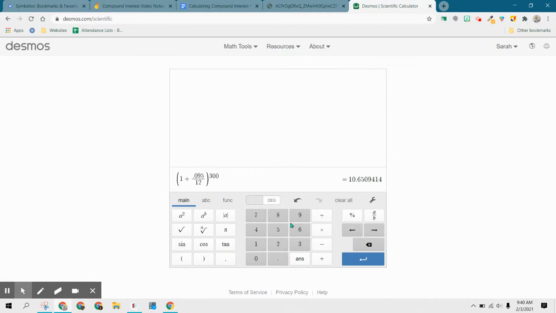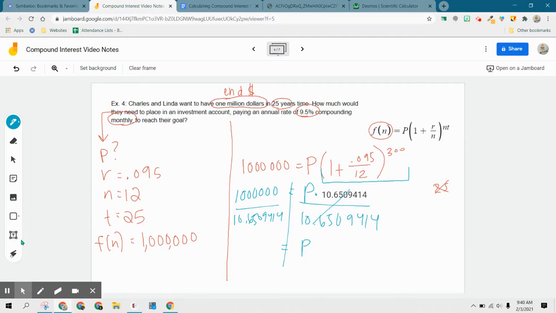Let's see. So let me copy this. Clear. 1 million divided by this decimal. Looks like we're going to get 93,888.41. So I'm going to put that number here. I rounded it to the hundredths place. Remember, we're not going to round till the end of the problem.